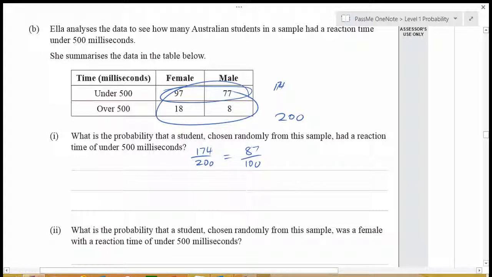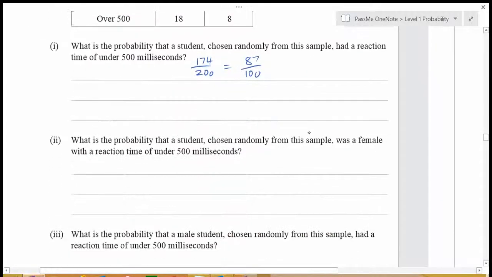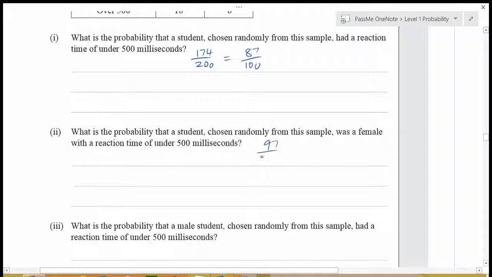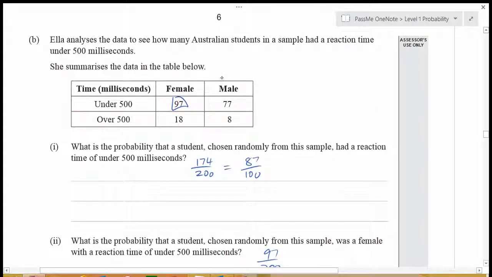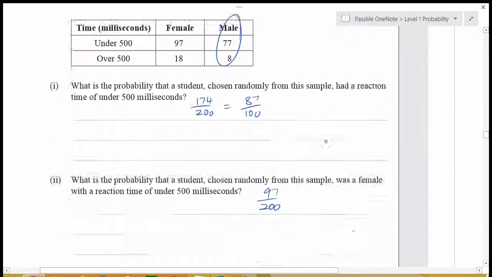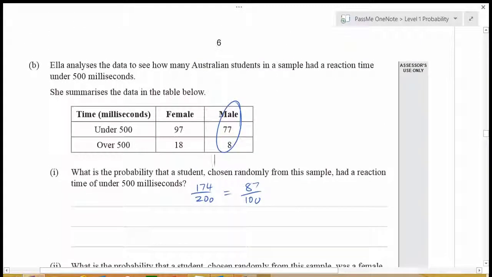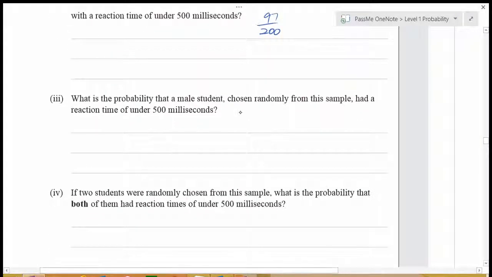Okay, next question. What is the probability that a student chosen at random was a female with reaction time of under 500 milliseconds? So under 500 and female is 97, so that's just 97 out of 200. Okay, the probability that a male student chosen at random from the sample had a reaction time of under 500. So now we're only looking at males, and we're looking at one that was under 500, so that's 77 out of a total of 85.